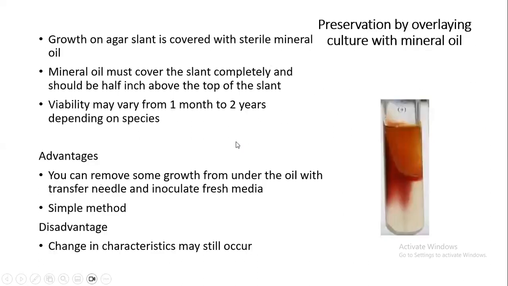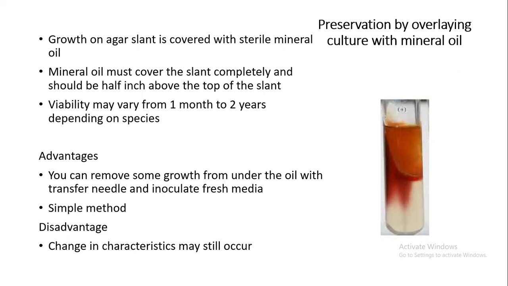Now, coming to the second method. The second method is preservation by overlaying the culture with mineral oil. So here what we do is first we need to have the growth of the particular organism on an agar slant, and we cover it with a sterile mineral oil. This is basically done in order to further decrease oxygen diffusion, and hence the rate of multiplication will be quite slow.